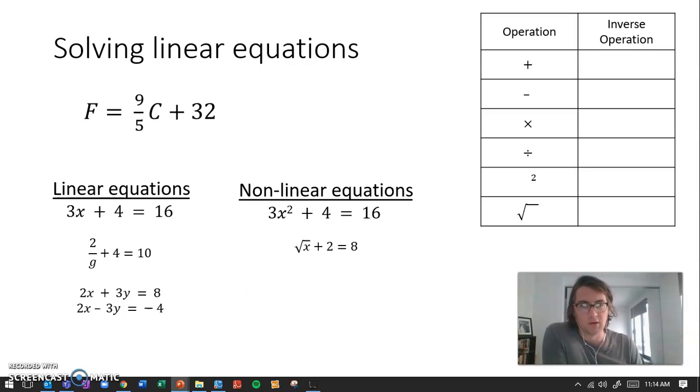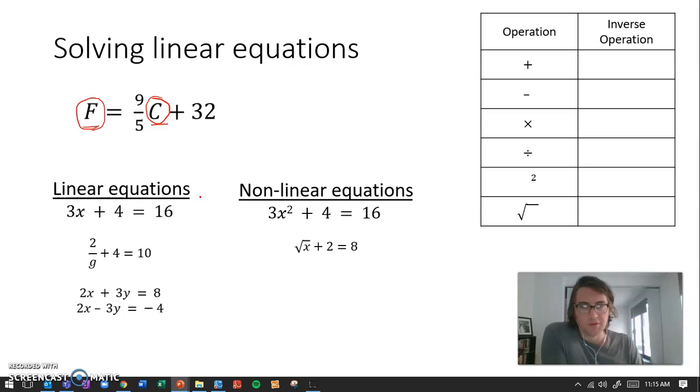Okay, so solving linear equations. We've looked at linear equations, now we need to solve them. So the difference between, I guess, solving a linear equation and substitution is, with substitution, you'd be given a value for C here, and you substitute that in, and then you solve for F. Solving linear equations is basically the other way around. You're given a value for F, and you have to work out what C is, okay?